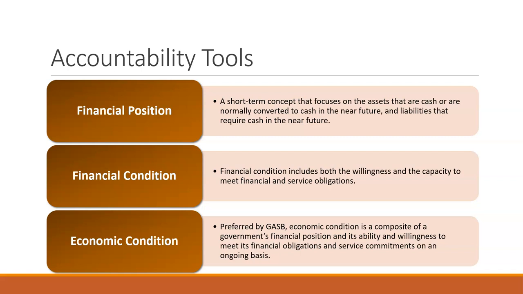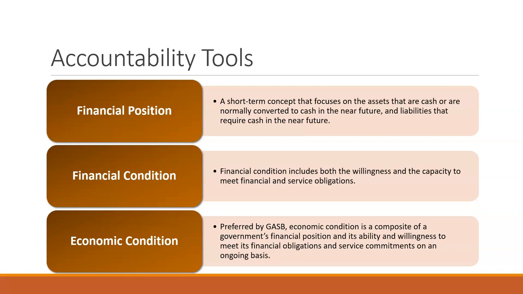When looking at the things that GASB measures, the accountability tools, one is the financial position. So this is really looking at how much cash do we have available on hand. So do we have enough cash to cover a certain number of days? Do we have enough cash to pay our liabilities that are due? Then we have our financial condition.